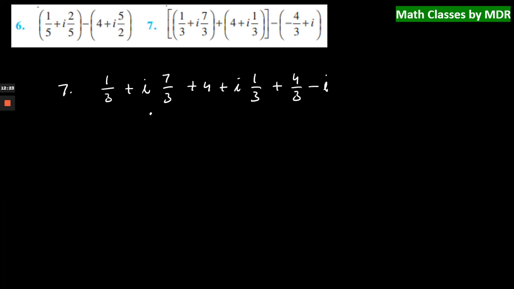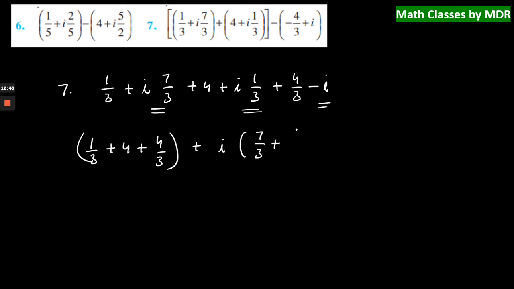Now, so you can see here, we can take all the like terms, okay, and we'll try to add or subtract from each other. So 1 by 3 plus 4 plus 4 by 3 is a real number, and all imaginary numbers on one side, that will give you 7 by 3 plus 1 by 3 minus 1.